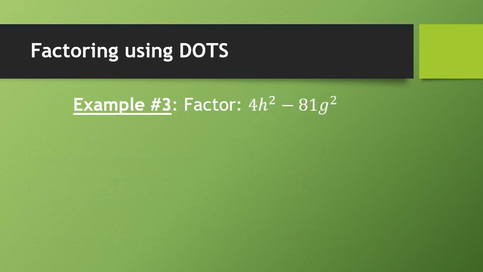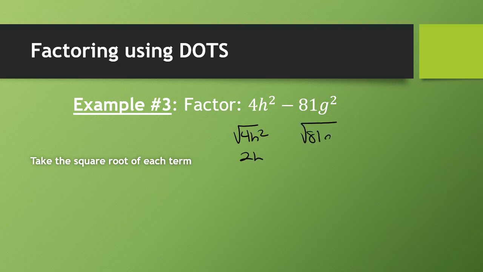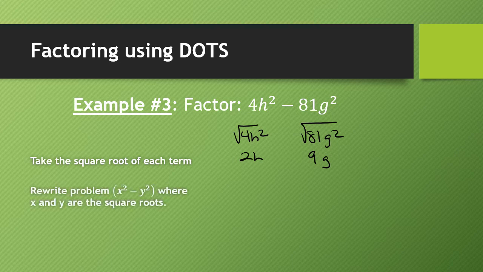Example 4. Every time these look a little harder, but I promise you, if you will follow the process, they are not that hard. So again, ask yourself, do you have a greatest common factor? I do not have a greatest common factor, so I'm going to take the square root of each term. The square root of 4h squared is 2h. The square root of 81g squared is 9g. Do not worry about the sign because that's part of it being a difference of two squares.